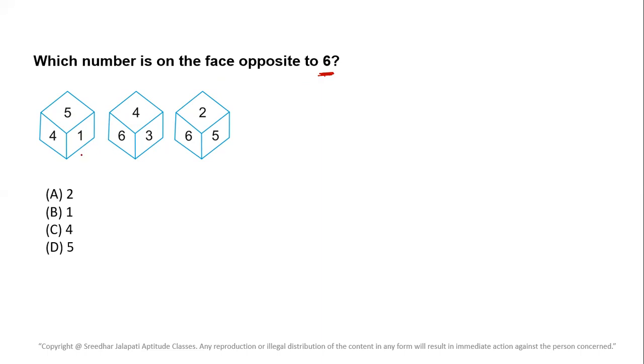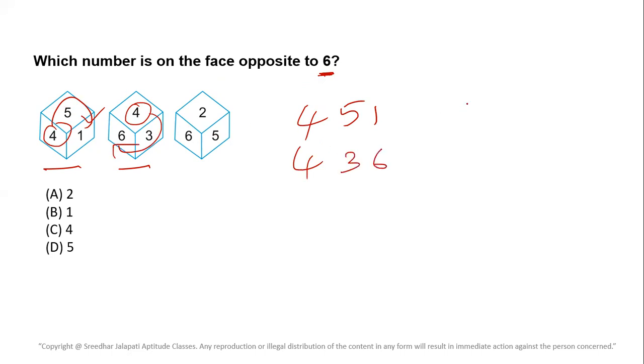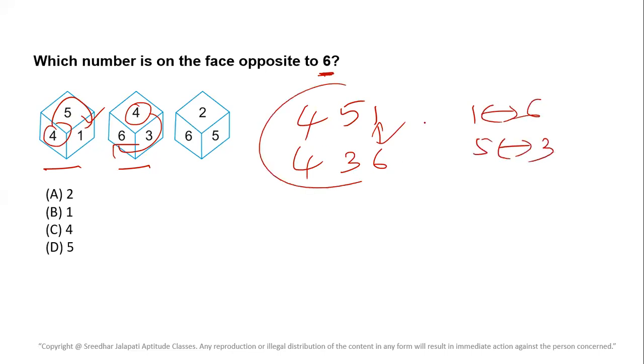Yes. So again, if I take the first view and second view, only one element, 4, is common. So by taking that element with the remaining elements in clockwise direction, we get 4, 5, 1, whereas here it is 4, 3, 6 in clockwise direction. So now it is very clear that 1 and 6 are opposite, and 5 and 3 are opposite. And what is missing here? 2. So 2 and 4 are opposite.